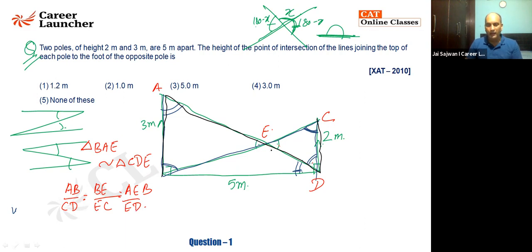Now, the height. I want to find out this much portion here. Look at this. Don't you think if I'm able to find out this one length, I will be able to get my answer? You already know all of these sides. AB is given as 3, and CD is given as 2. The ratio of them is 3:2.